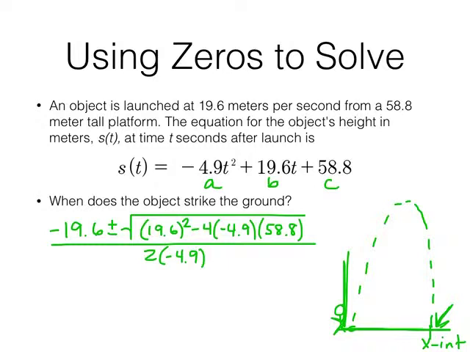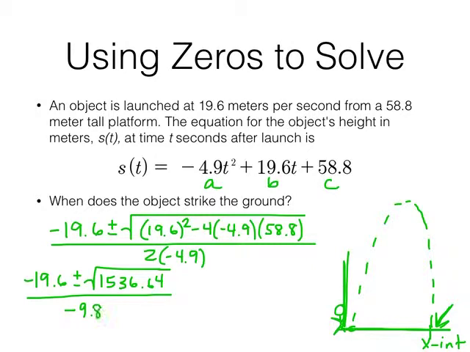Now, I'm going to use my calculator, of course, to do some of this stuff. We're going to end up with negative 19.6 plus or minus the square root of 1536.64. So I use the calculator to do the math on the inside because that's the path of least resistance here. And then we multiply on the bottom, we get negative 9.8. Now remember to do it each way.